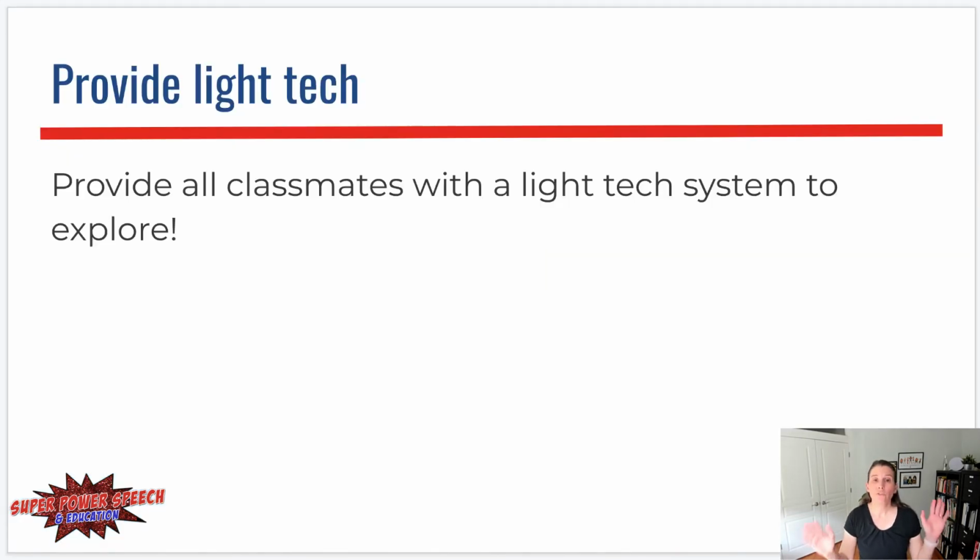Okay, so you have a light tech system for everyone in the class. Please laminate it, because otherwise it's just going to get crumpled. And then our students need to find a place to put these when they're not in use. So here are a couple options. Number one, if allowed and if appropriate, it might be a great idea to actually tape these light tech systems to other students' desks so that they always have access to it.